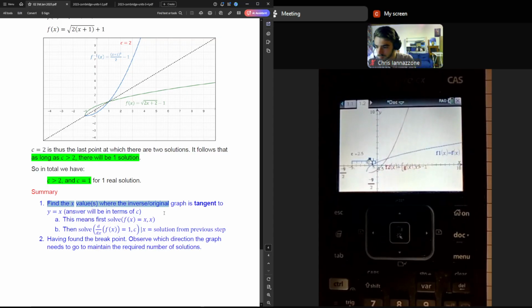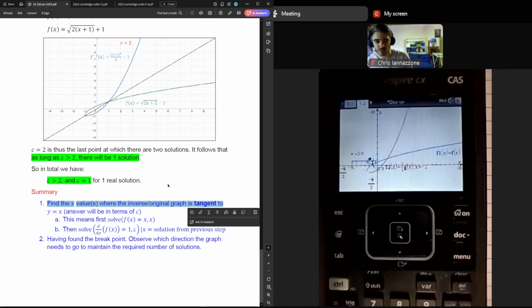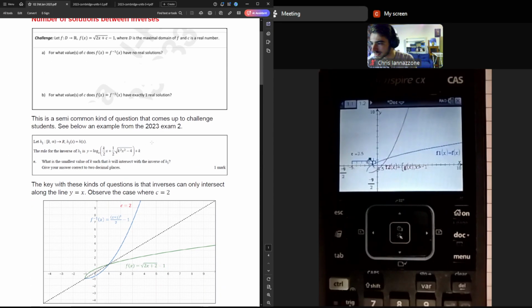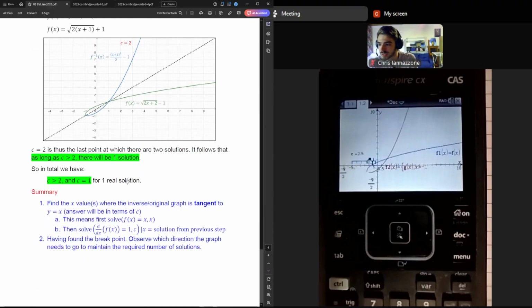In summary, you find your x values for where either the inverse or the original graph is tangent to the line y equals x. And sometimes you'll have better luck with the inverse function, sometimes you'll have better luck with the original function, depending on how complicated it is. Like this exam question here, you can see how complicated that is. You've got a logarithm and a square root and all sorts of nonsense in there. That might not be the one that you want to use. You might want to use whatever h of x was. That'll all just depend on the situation that you have. That's why I say you can use either, because it doesn't matter which way you look at it.